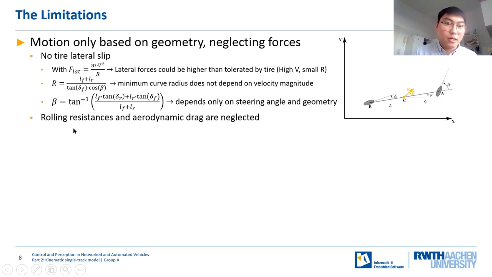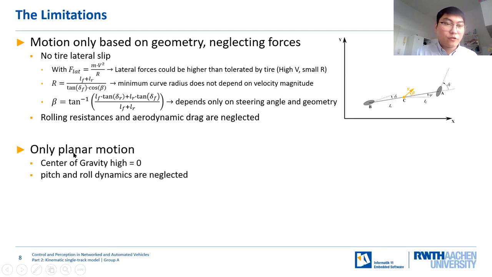Another point I want to say is the rolling resistance and aerodynamic drag cannot be considered. If there is a big wind, the bicycle model will fail. Furthermore, the bicycle model only focuses on the planar motion. In other words, the center of gravity is assumed to be at height zero, and all the pitch and the roll dynamics of the vehicle cannot be considered.